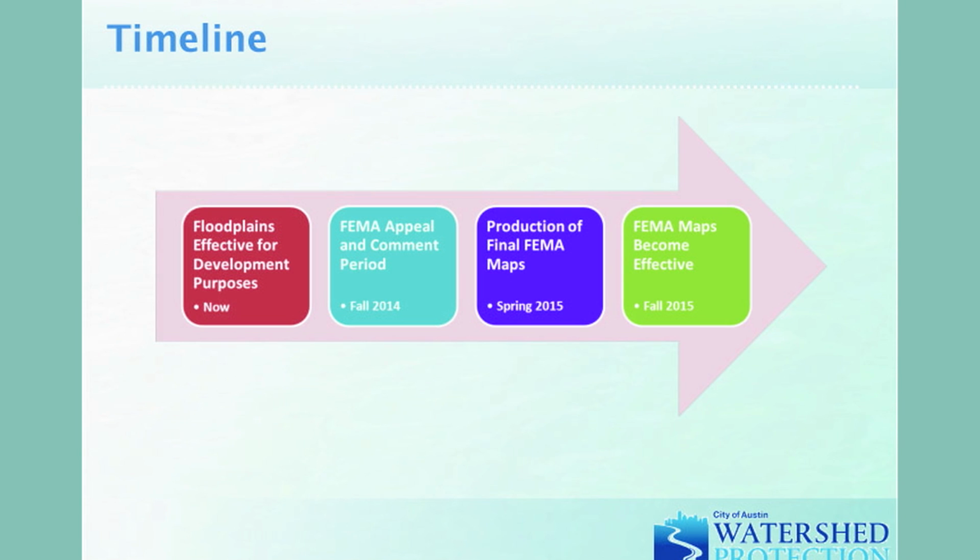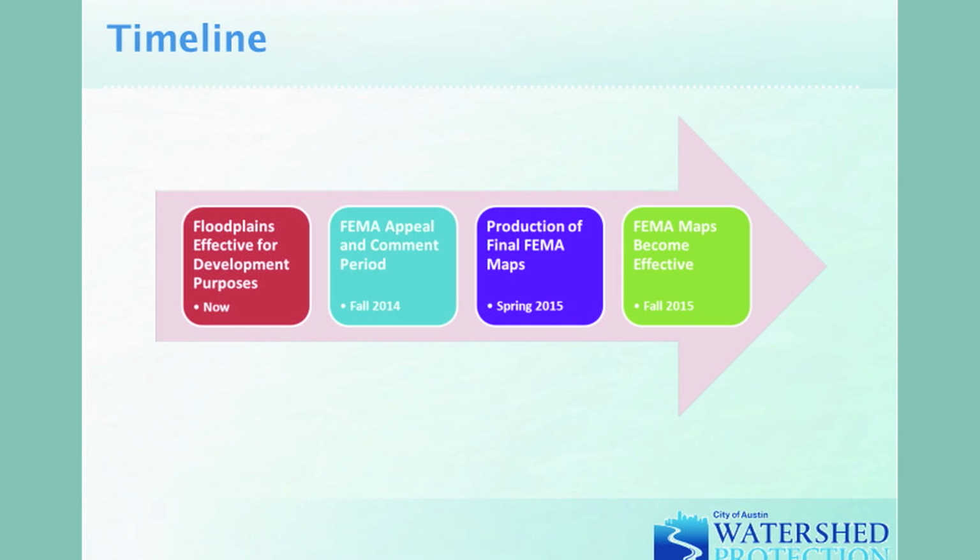So the appeal comment period is coming up in the fall of 2014. It's a 90-day period. And again, we'll be in contact with you either through signing up the email from the website, or we'll be sending out postcards as well. We'll produce final FEMA maps after the appeal comment period. We incorporate the appeals and comments. Spring of 2015 is when the final maps will come out. And once the final maps come out, again, federally mandated timelines, we're anticipating that the maps will be effective, the FEMA maps, mid to late 2015.